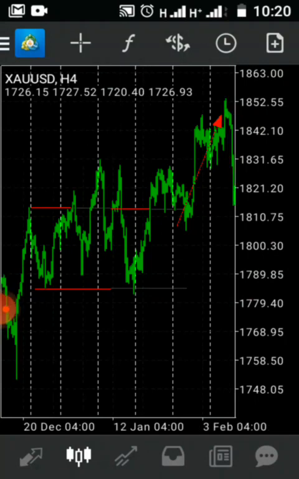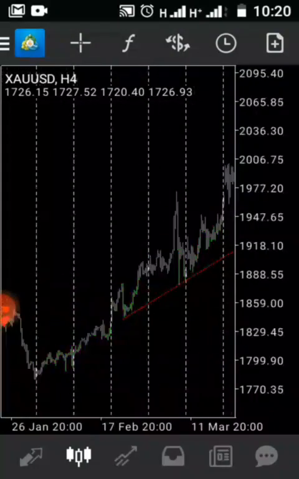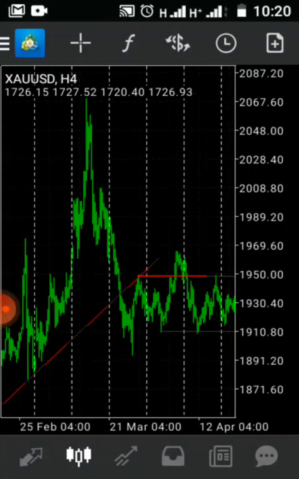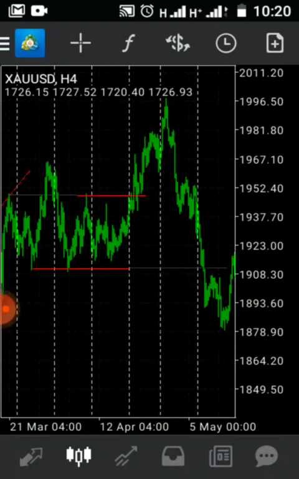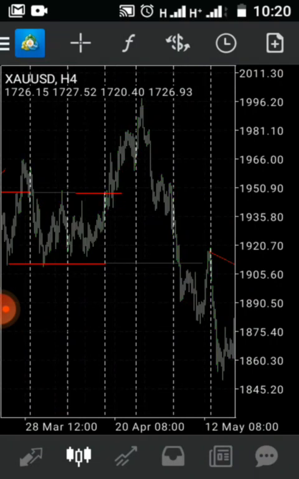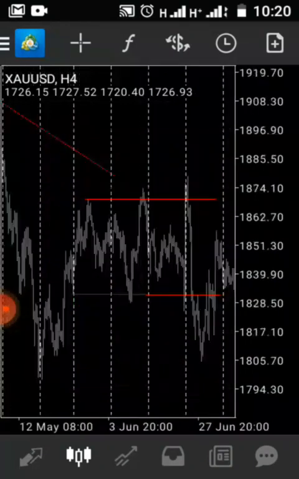We had one, two lows and a dead touch before the market moved up, and we have another support and resistance here, which is a range where we had the market touch the low one to two times. Now it goes below, retests, trends.